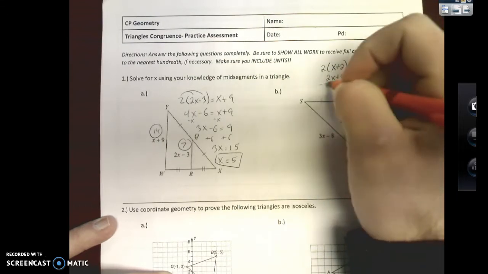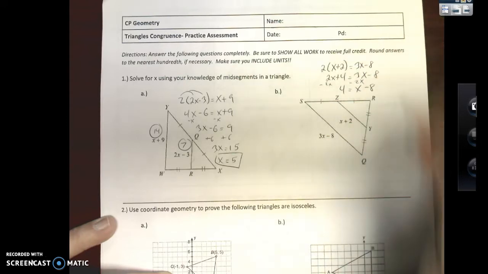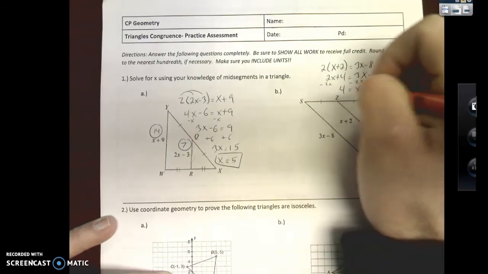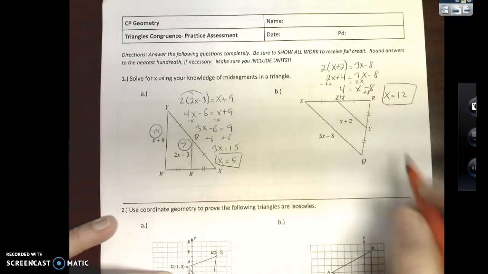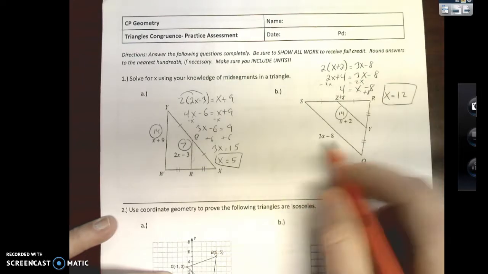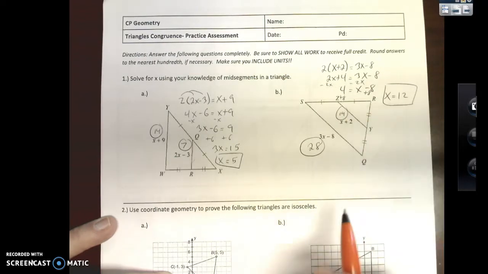I can subtract 2x from both sides. Alright, so I get 4 equals x minus 8. How do I get this x by itself? I have to add the 8 over. So x equals 12. Same idea. If I plug that in, here's 14. And here is going to end up being 28. All I did really was times 14 by 2 because I knew it was going to happen.